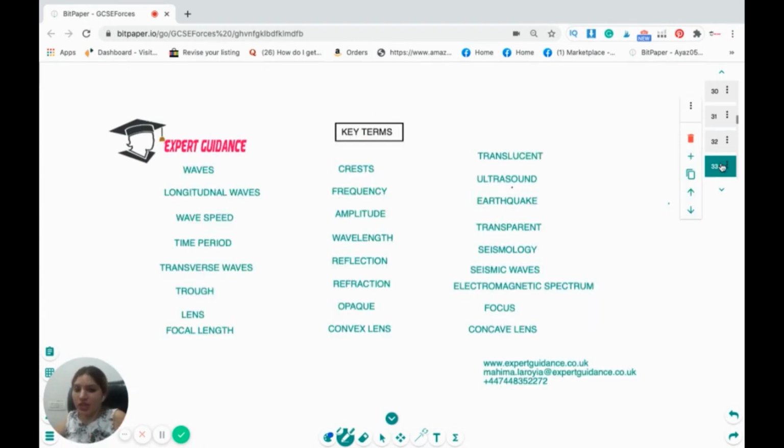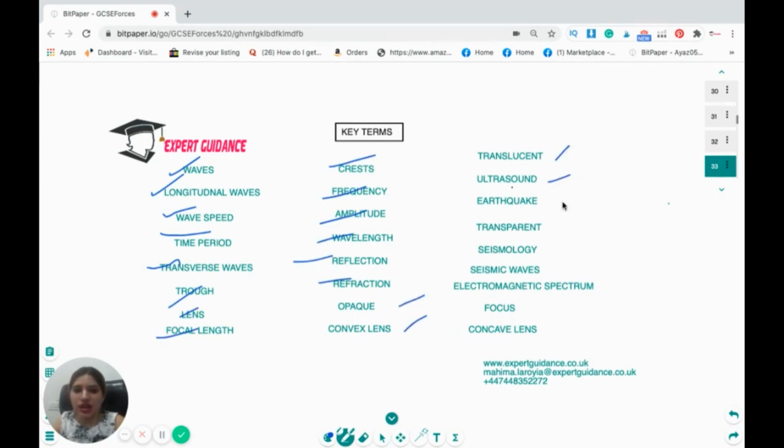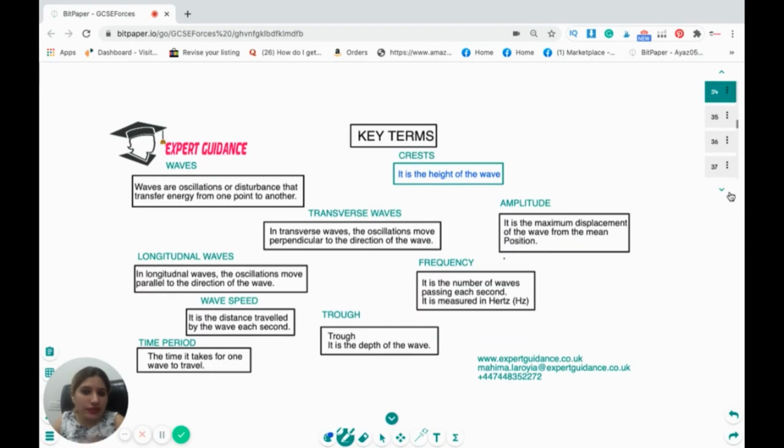Okay, so I hope this topic is clear to you. And all these key terms you should be able to define now. What are waves? Longitudinal waves, wave speed, time period, transverse wave, the trough, the lens, the focal length, the crest, frequency, amplitude, wavelength, reflection, refraction, opaque, convex lens, translucent, ultrasound, earthquake, transparent, seismology, seismic wave, electromagnetic spectrum, focus and concave lenses. You can pause the video, have a go at these definitions.